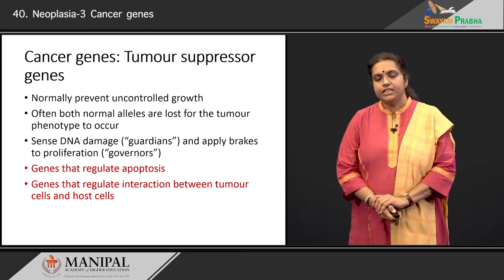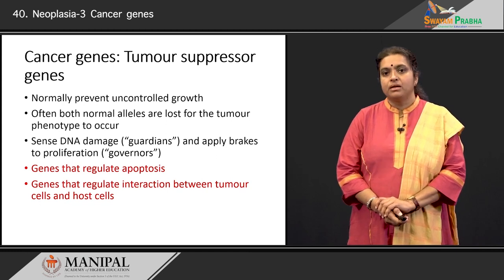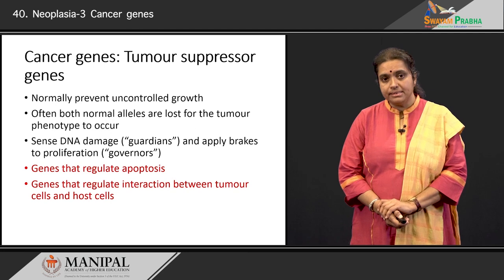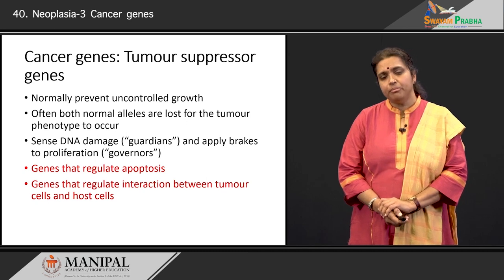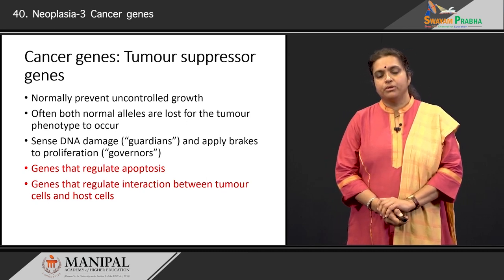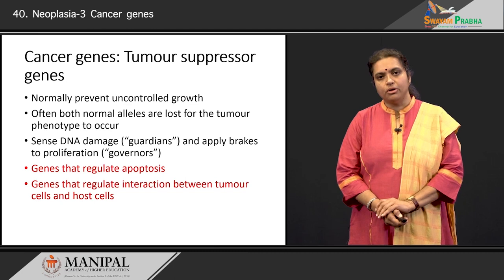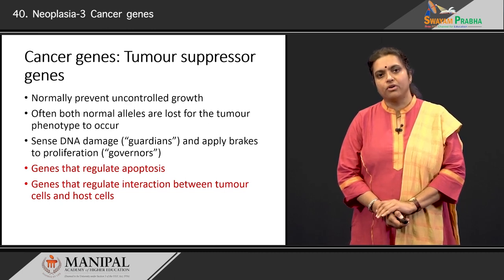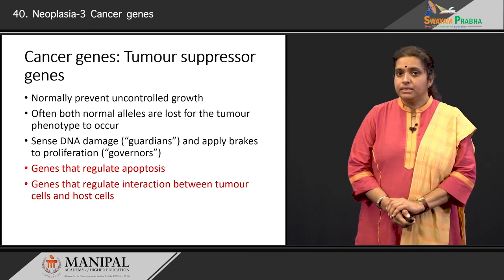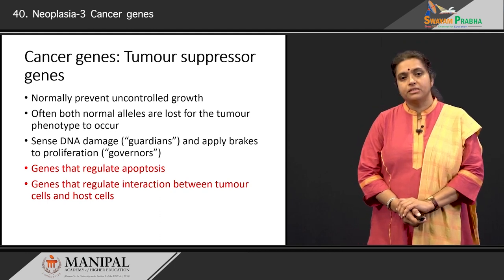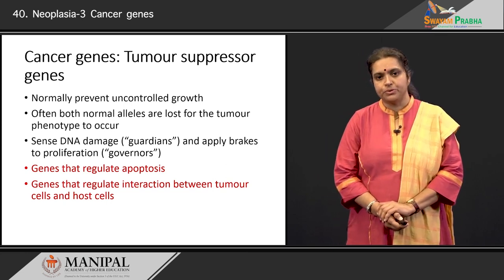The second class of genes that are implicated in cancer are the tumor suppressor genes. Normally, even these genes are present in the cells, and what is their normal function? They prevent uncontrolled growth. They are a very important set of genes that, through various actions, prevent uncontrolled growth. So, they ensure that there is normal, coordinated and regulated proliferation of cells within any organ. Now, we learned that oncogenes are dominant, whereas for tumor suppressor genes, you usually require loss of both the alleles for a tumor phenotype to occur.